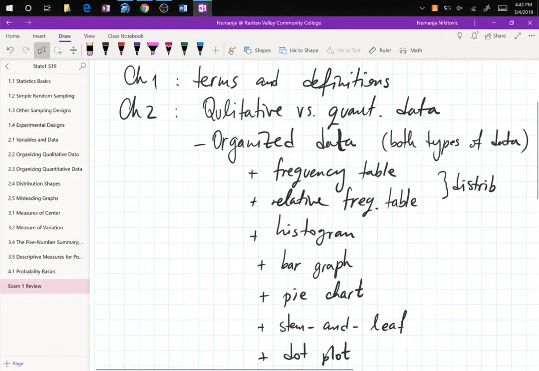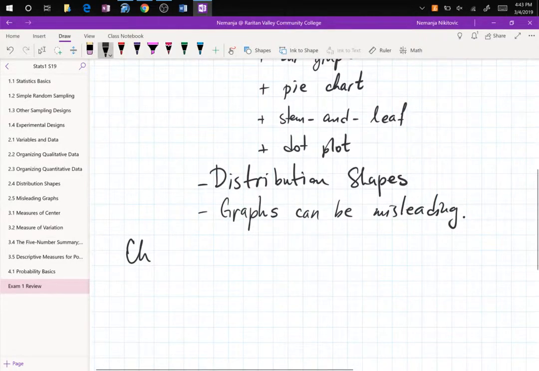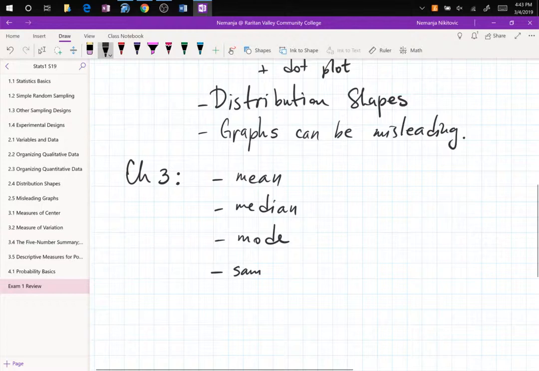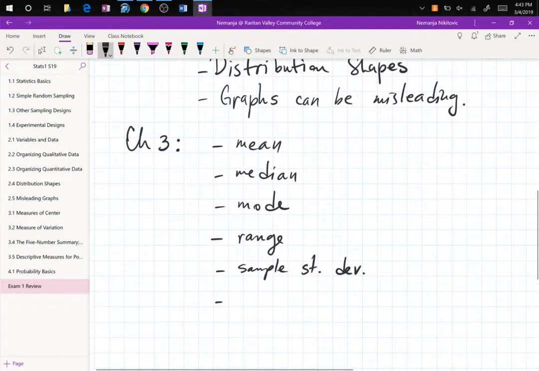Our chapter 3. This is where we go with mean, median, mode, range, sample standard deviation, 5-number summary. What else do we have there?